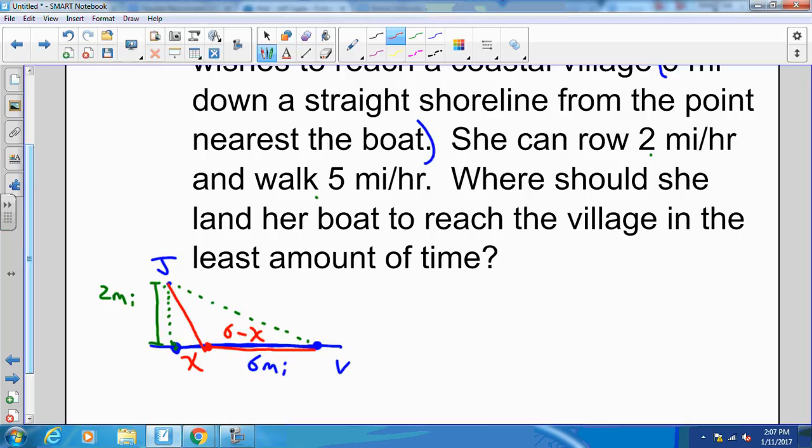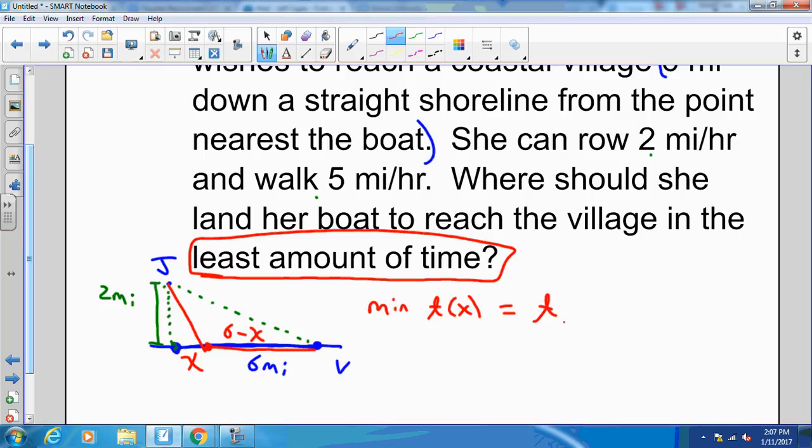And now, I can say that what I am trying to optimize here is the amount of time. I want to minimize the amount of time as a function of the point x where she lands. So this is really interesting. In physics, we do x of t all the time, right? Now we're doing t of x. And what is that equal to? Well, it is equal to the amount of time that she's going to take rowing plus the amount of time that she takes walking.